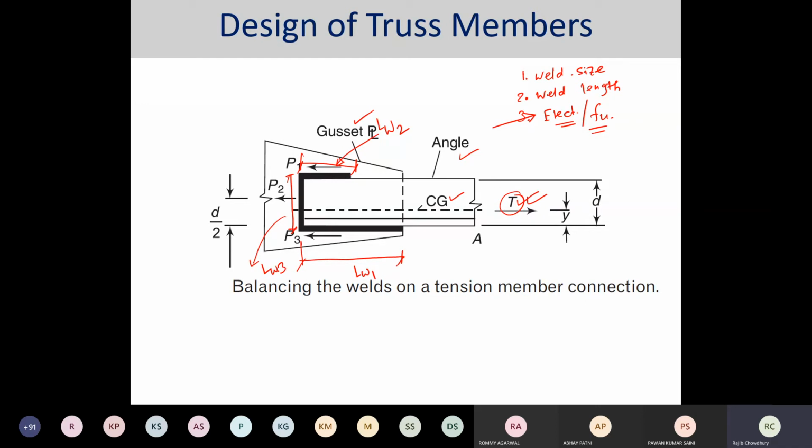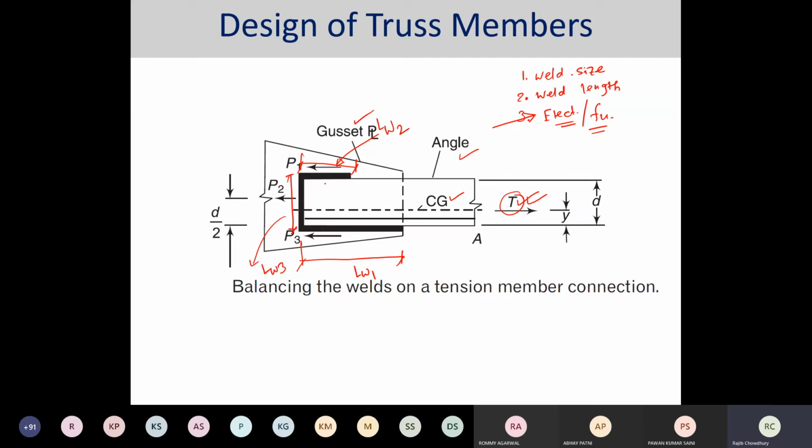You have to make the weld length in such a way that the center of gravity of the weld should coincide with the center of gravity of the plate itself. Otherwise, what would happen? You will be getting a lever arm over there, and once you get the lever arm, your moment would start developing.